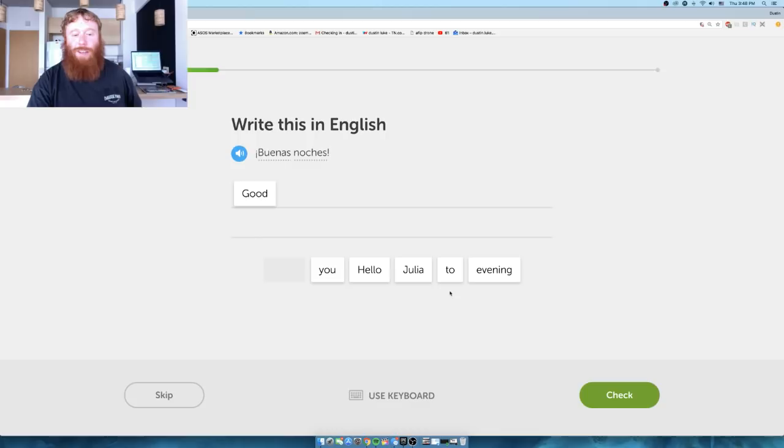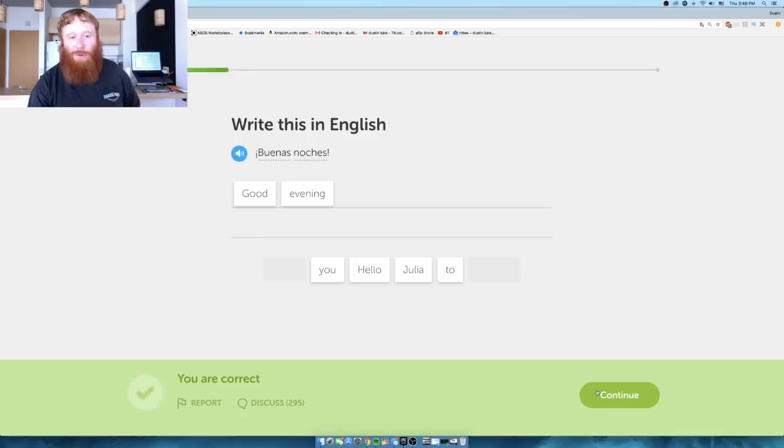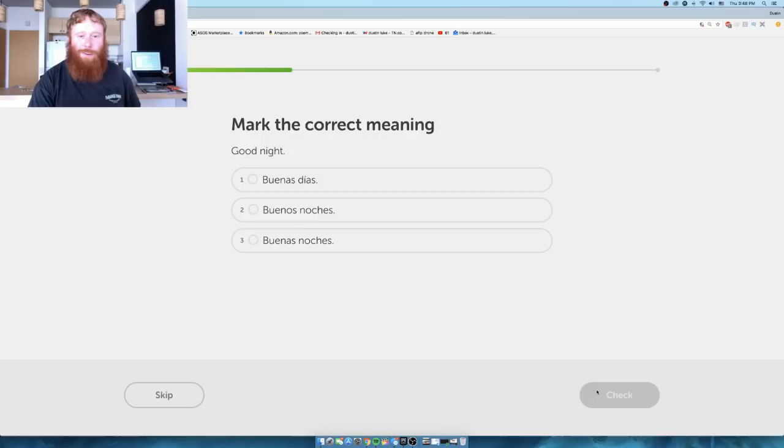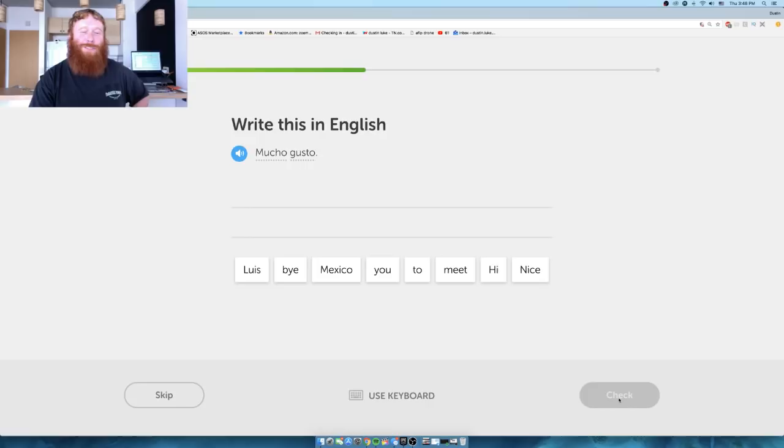So here's the thing. In English, they'll say good morning, good afternoon, good evening, good night. But in Spanish, they only have 3 different phrases. So does it technically translate to evening or night? I guess it can mean both. Because they just say días, tardes, and noches. It's kind of weird. Make the correct meaning, good night. Buenos noches! Oh wait, they're trying to trick me with the feminine and the masculine here. I also said buenos noches, and it's buenas noches.